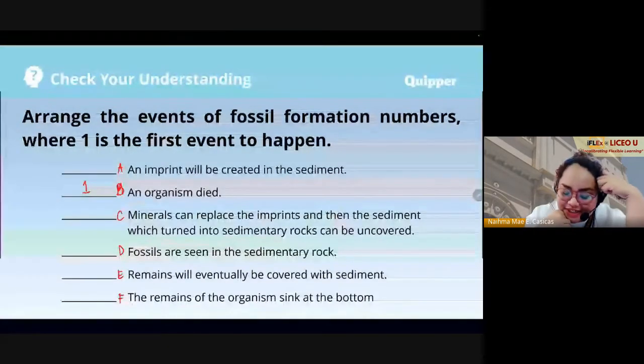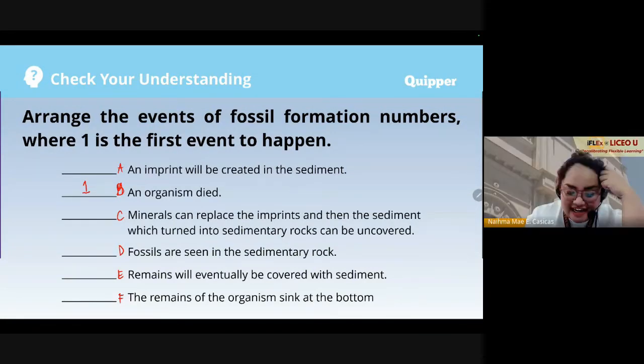Okay, what's the next one? What do you think? A, ma'am. A or E? Wala pa may sediment, di ba? Nabatay lang ang organism. Wala pa may sinubutang anong sediment. A, ma'am. Okay, E. Okay, very good. Okay, what's next?